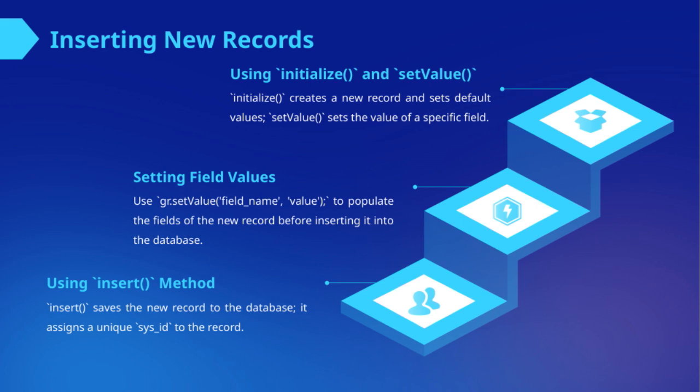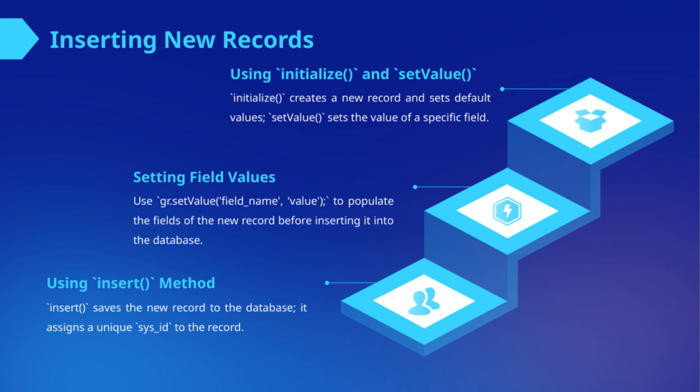Moving forward, before we actually add this record to the database, we need to populate its fields. We do this by calling setValue for each field, specifying the field name and the value we want to assign. This step ensures our record has all the necessary information before saving it. Finally, to save the record, we use the insert method. This method commits the new record to the database, and, importantly, it assigns a unique SysID to that record. This SysID is crucial because it uniquely identifies our record within the system.